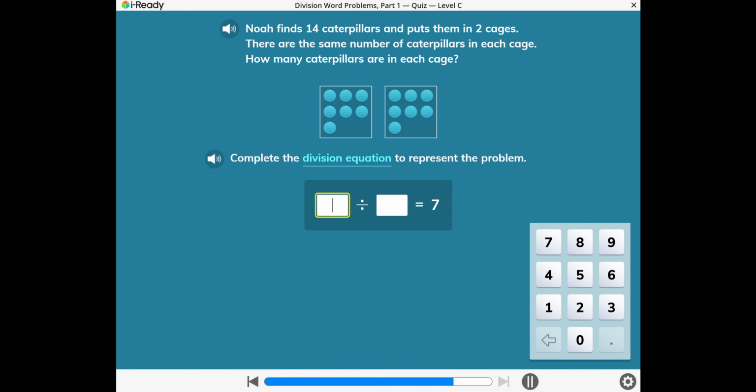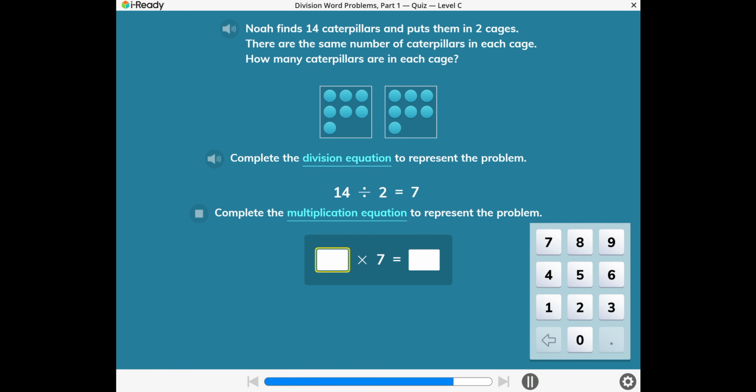I think it's 2 divided by 14. 14 divided by 2. What if it was 2 divided by 14?